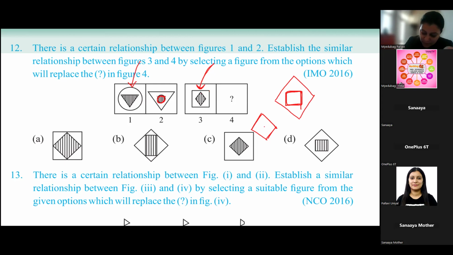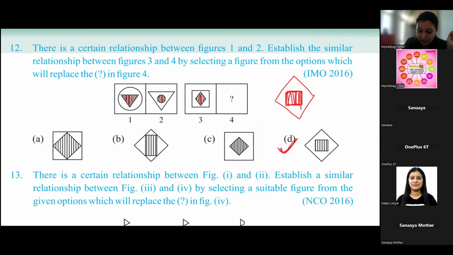They interchange the positions. And also if we look at the shaded portion, always the inside shape is shaded. So that means the inside shape has to be shaded. You can just draw lines. So which option is matching? D option is matching, right? So D will be the correct answer.